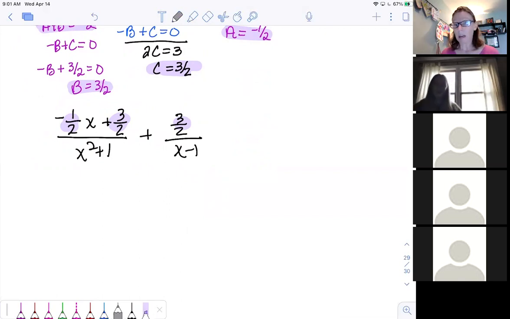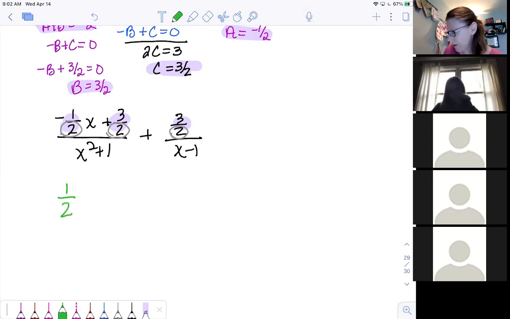So the denominator of that 3/2, or the denominator of the 1/2 and the 3/2, that really can be moved to the denominator of my factors, the x squared plus 1 and the x minus 1. So with the first fraction, I would factor out a 1/2, or you could factor out a negative 1/2, completely up to you. But if you factor out a 1/2, that leaves then negative x plus 3.